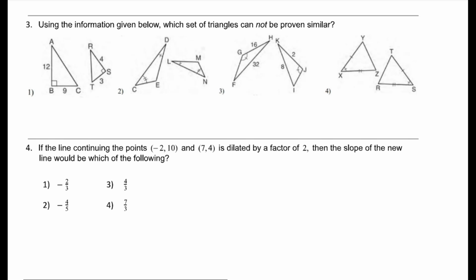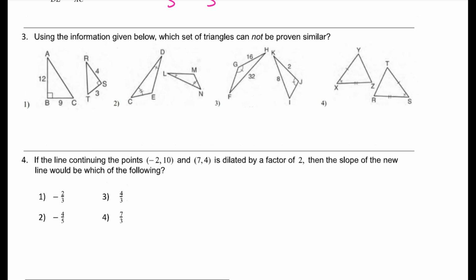For number 3, using the information given below, which set of triangles cannot be proven similar? Remember, there's 3 ways to prove triangles similar. We can either justify that they have 2 pairs of congruent angles, that all the sides are proportional, or that 2 sides are proportional and the angle included between them are congruent.